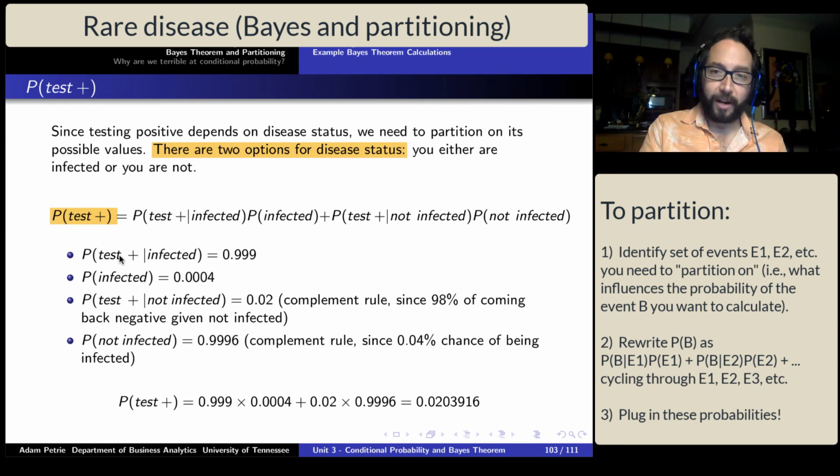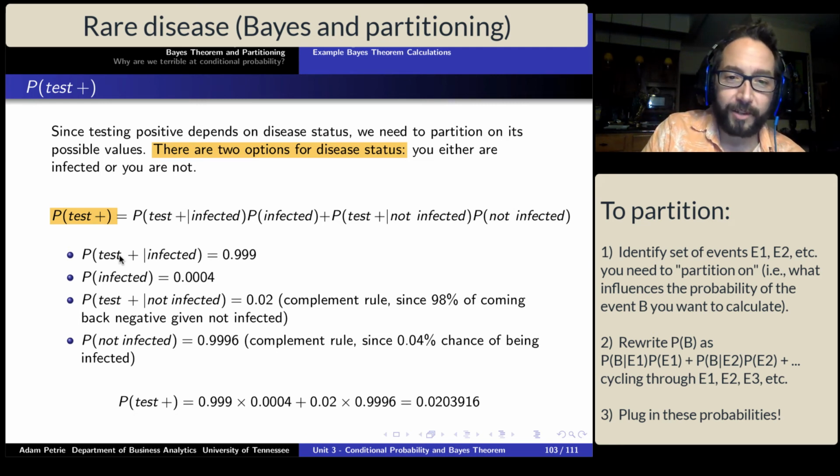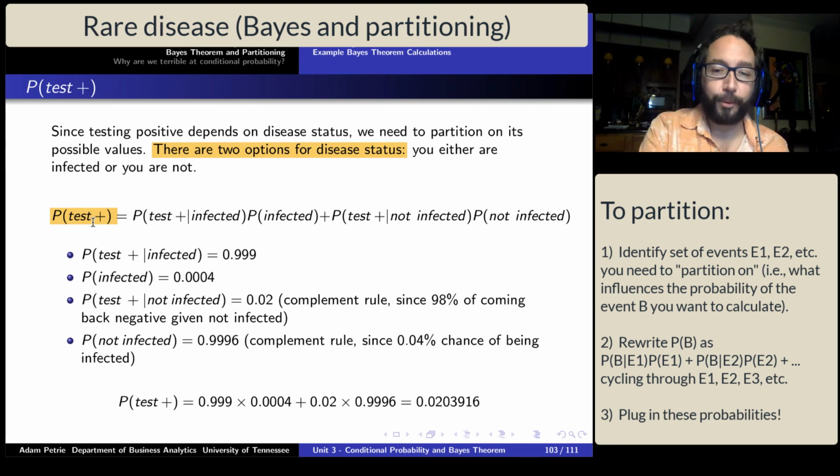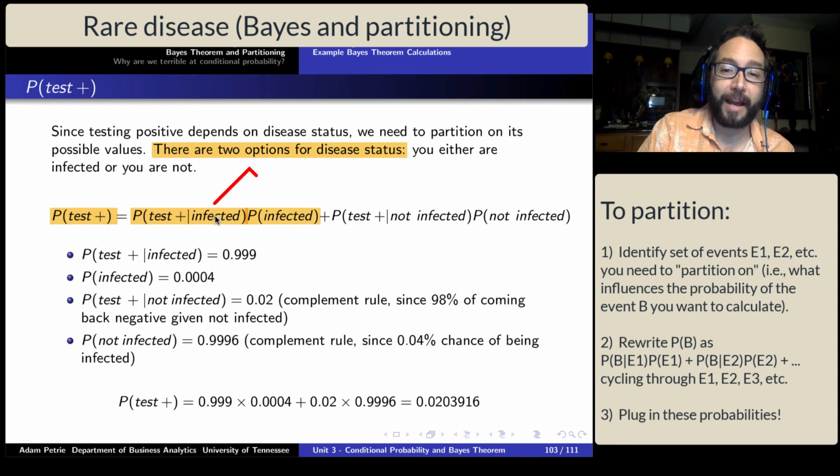Well, here's my trick for writing it out. What I do is I say, well, I know that the test coming back positive depends on my status, if I do or if I don't have the disease. So I'm going to go through methodically, and for each one of those possibilities, I'm going to write out a conditional probability and multiply it by a prior probability. So the probability of me testing positive, well, one way that can happen is if I do have the disease. So let's write out that conditional probability of testing positive given that I have the disease times the prior probability that I'm infected. So these two are going to be matching up.